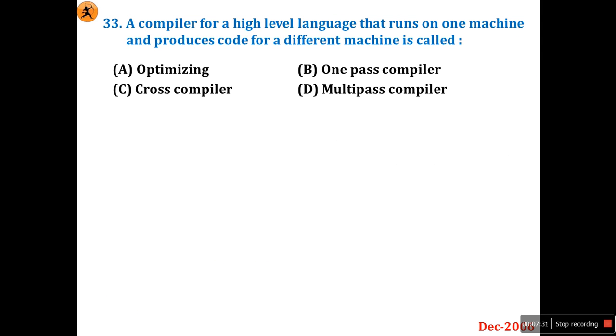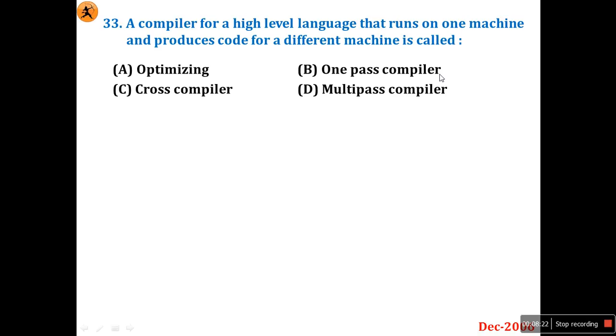Now look at question number 33. A compiler for a high level language that runs on one machine and produces code for a different machine is called: optimization, one pass compiler, cross compiler, multi pass compiler. While looking at the question, we can answer easily, but anyhow we'll go one by one. It means a high level language runs on one machine and that object code runs on a different machine. This is the overview. But optimizing here, there is no question of optimization. Here you are not doing any code reductions, and also you are not reducing time complexity. So it is not related to this one.